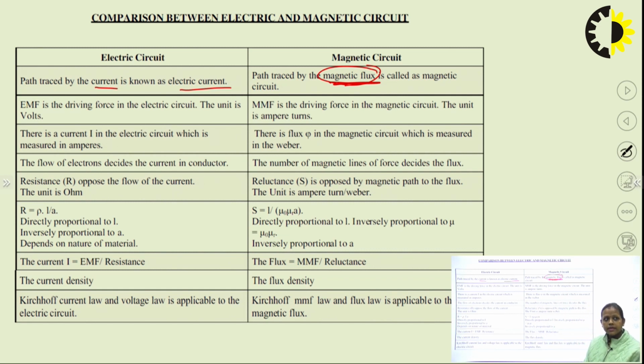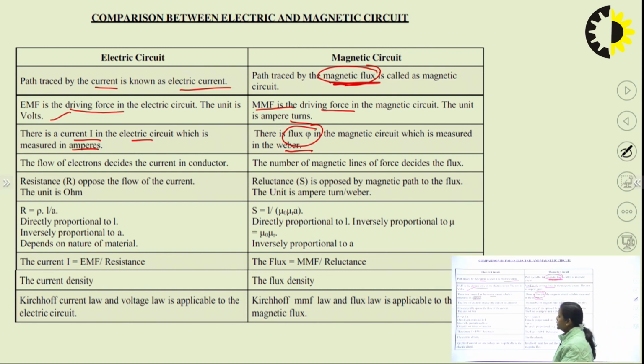Next we have the EMF, that is, electromotive force. Electromotive force is the driving force in an electric circuit, right, and here the MMF is the driving force in the magnetic circuit. The EMF unit is volts and the MMF unit is ampere turn, right. The next analogy is that in an electrical circuit we have current, whose unit is ampere. In a magnetic circuit, instead of current we have flux, and the unit is Weber.